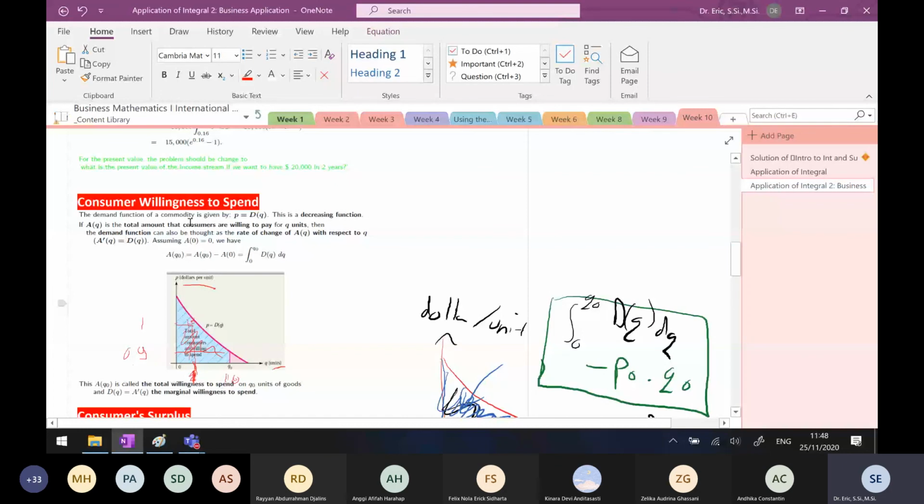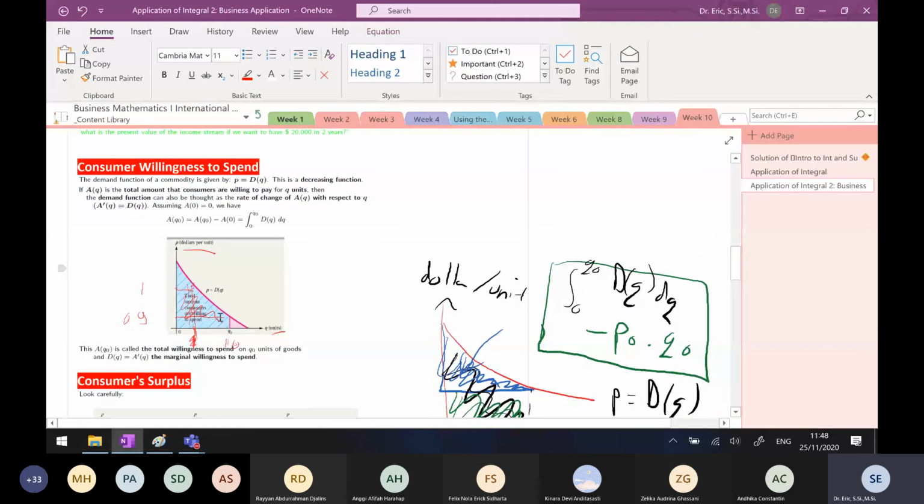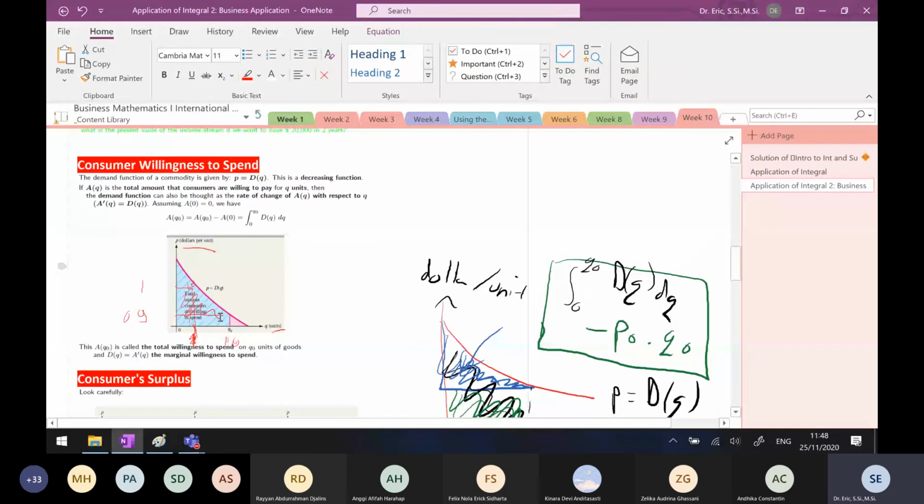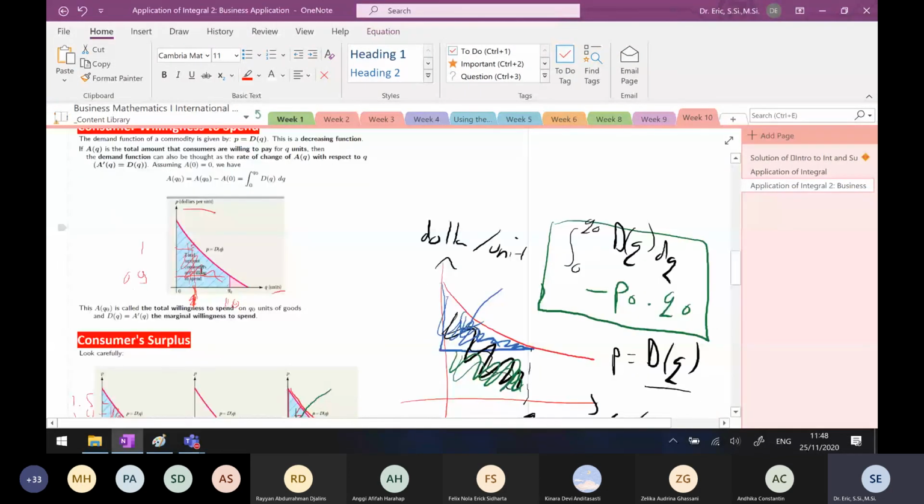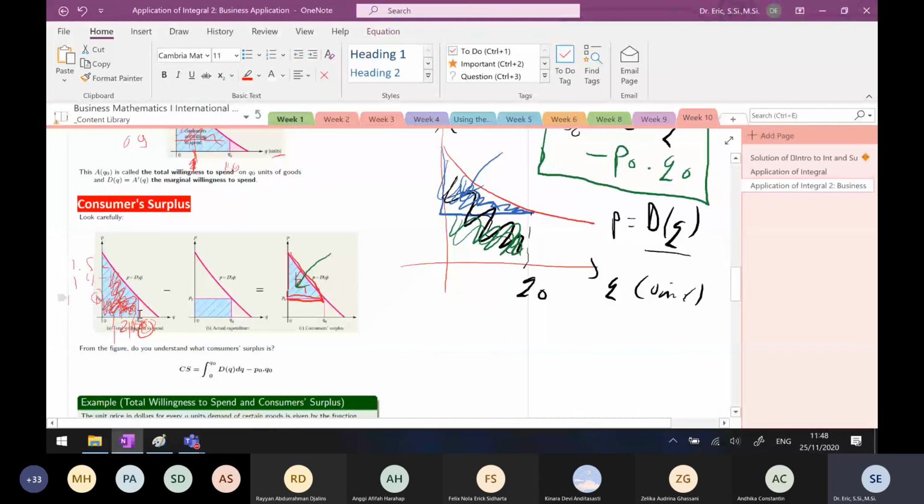And the consumer willingness to spend, very easy. Just remember, the total amount of consumer willingness to spend is just this area. What is the consumer surplus? This area minus the square. So this one is the consumer surplus. So you have the integral minus the square.